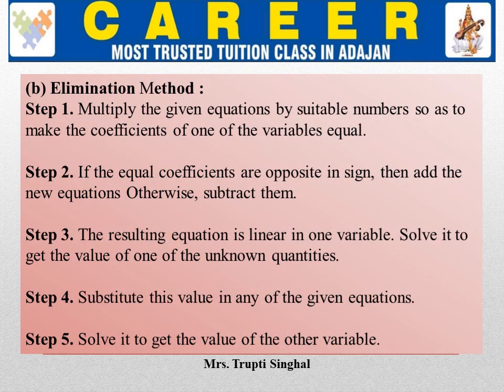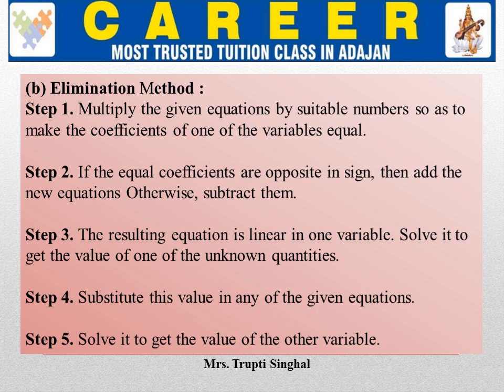The second method of the algebraic method is the elimination method. In that, first step, multiply the given equations by suitable numbers so as to make the coefficients of one of the variables equal. That means we have to make the coefficients of the variables equal. Second step, if the equal coefficients are opposite in sign, then simply add the new equations, otherwise subtract them.